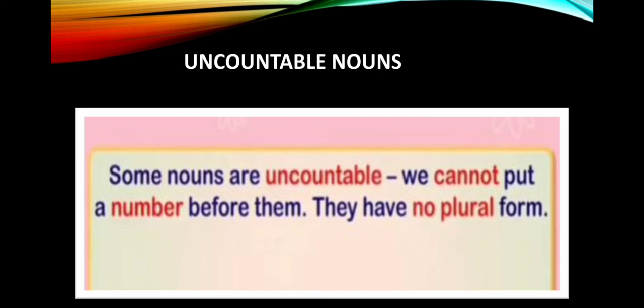Now let's move on to uncountable nouns. Some nouns are uncountable. We cannot put a number before them. They have no plural form. It means that nouns which cannot be counted are called uncountable nouns. Or we can say that uncountable nouns are objects that cannot be separated and counted individually. We use quantifying words such as much, some, or a little before uncountable nouns to quantify them. These nouns do not have plural forms.